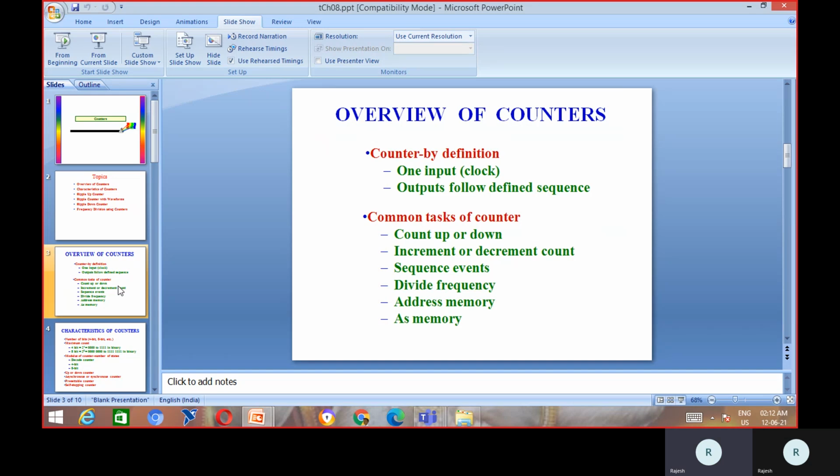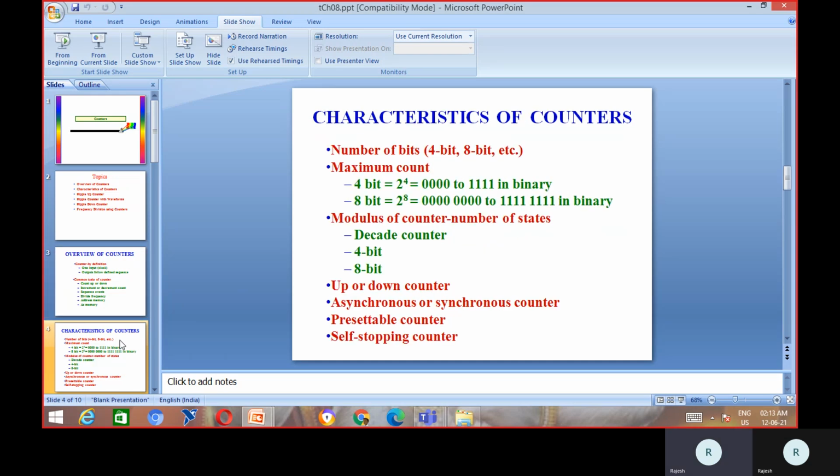Counter, by definition: one input clock, outputs following a definite sequence, count up or down counter, increment counter, decrement counter, controlling the sequence of events or states, acting as a divide-by frequency circuit, or it can be used for memories.